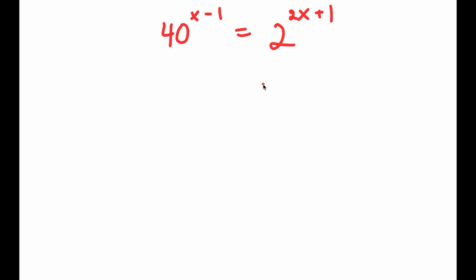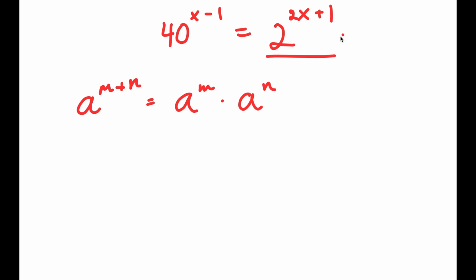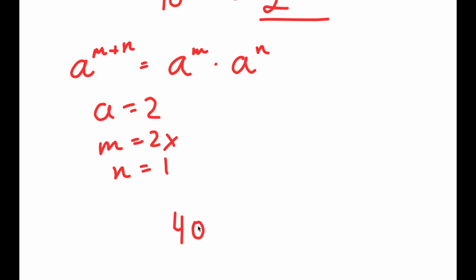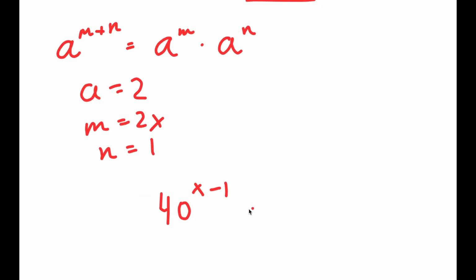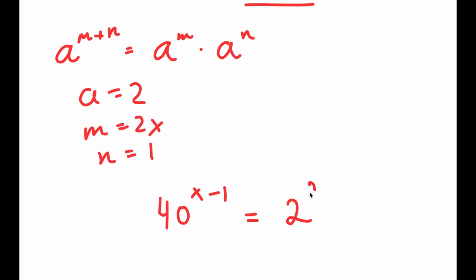And to do that, we're going to be using a couple properties of exponents. The first property is if I have something in the form a to the power of m plus n, this is equal to a to the power of m times a to the power of n. So we see here that we have 2 to the power of 2x plus 1, and that's exactly in this form. A is 2, m is 2x, and n is 1. So I can rewrite it as 2 to the power of 2x times 2 to the power of 1.